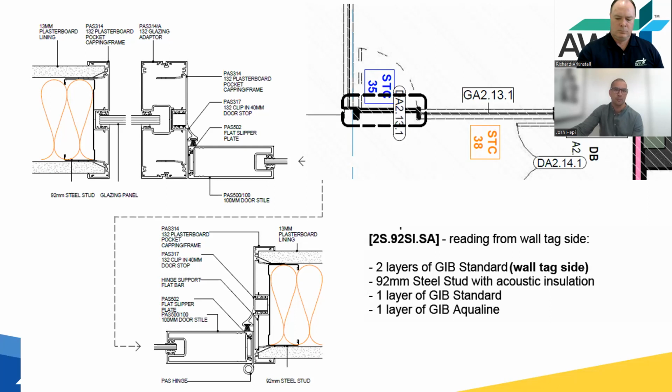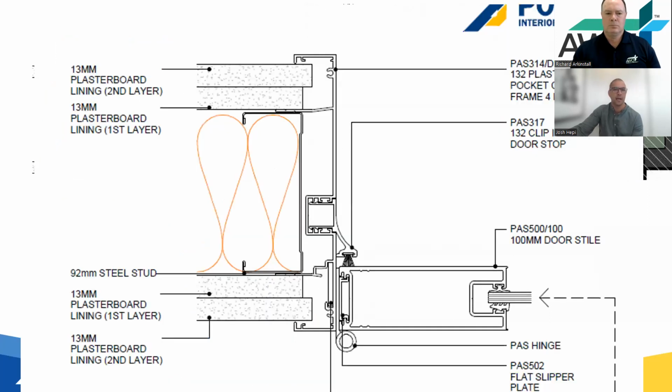Why that's important is that you then have to supply a larger jam. If you've allowed for what's on the typical detail and you haven't referenced it back to the wall type plan, by the time you come to install, if you haven't allowed for the wider profile, it's just eating into your margin because you're having to buy a wider profile, which costs a bit extra.